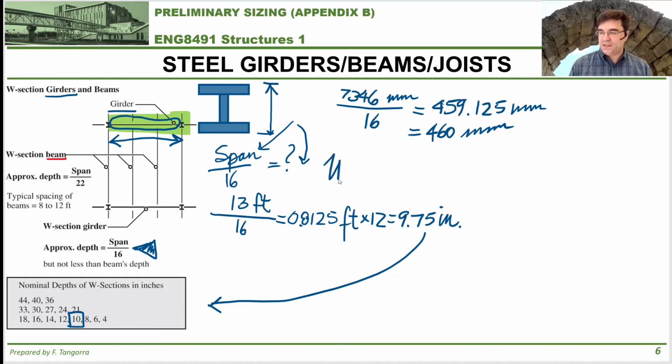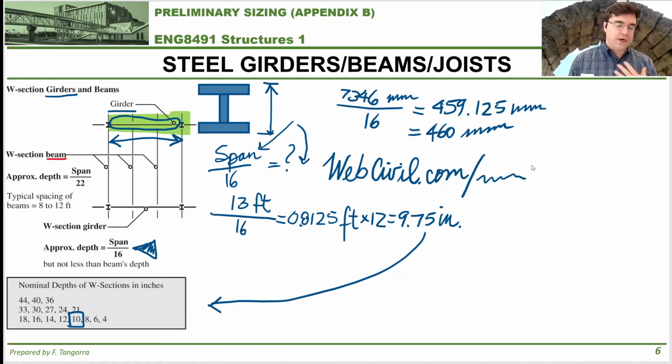The website is webcivil.com, and it's slash and other stuff as well. Okay, but it's linked for you on our Brightspace page, and it was also provided to you by your Working Drawings 4 professor. And when you go there, you can actually select from a list of W sections. Okay, you can find the geometry for it.